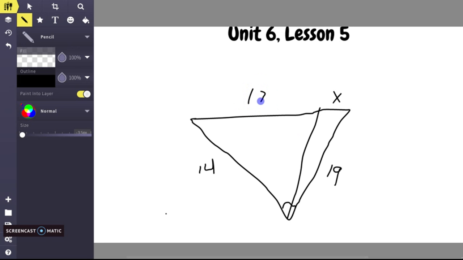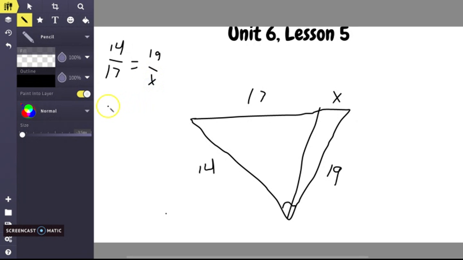Now, you could still put x on the top. We talked about that in the last video, but let's still put it on the bottom anyways. So, what proportion we could create is 14 over 17 is equal to 19 over x.